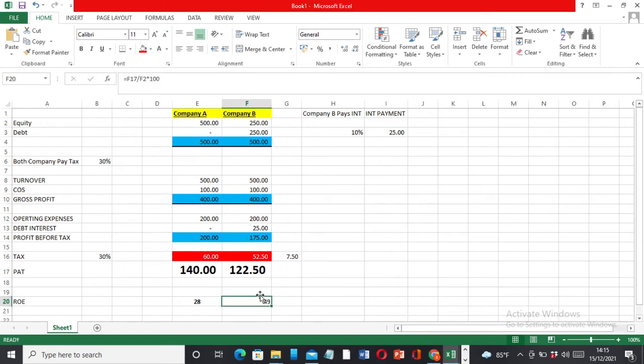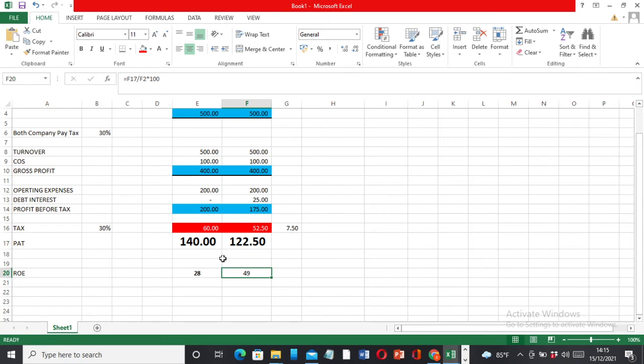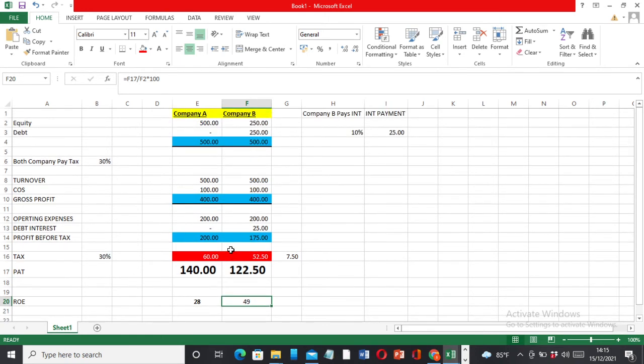That's 49%, guys, right? If you look at the return on equity, the return that the shareholders are getting for the capital invested, company A invests 500 and gets a return of 28% on equity. Company B puts in 250 million rupees, which is almost 50% of this, but they make a return on equity of 49%, which is remarkable. This is where you need to look at the company from a financial perspective if you're going to invest in it.